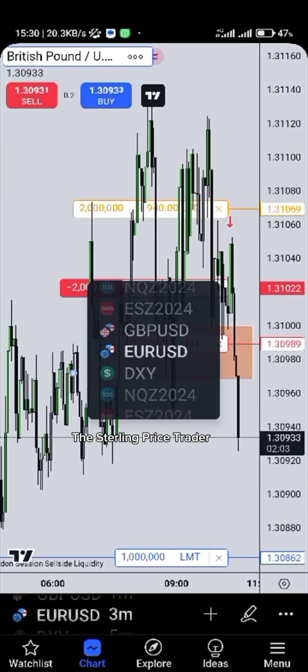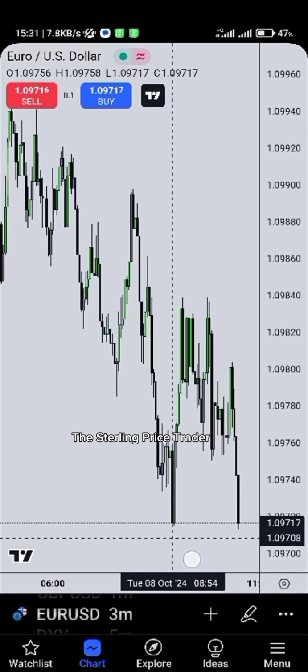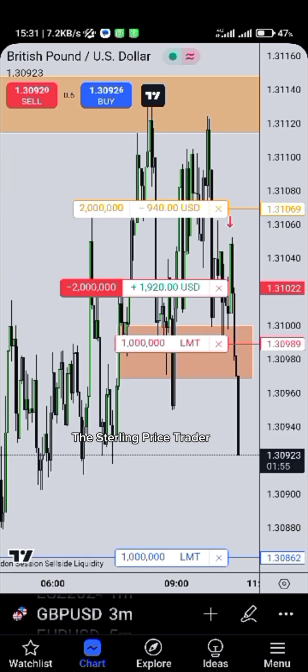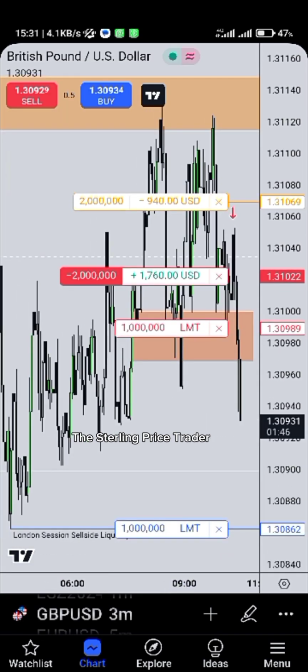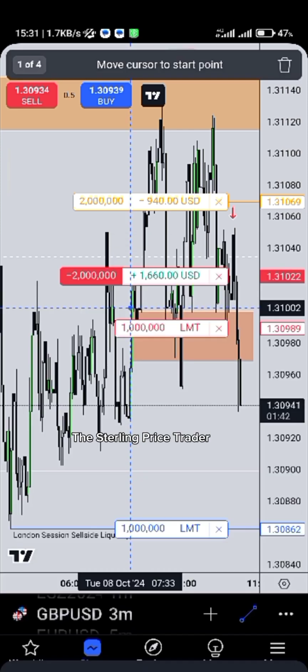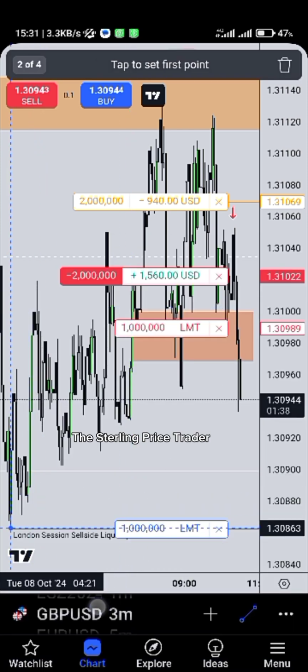NQ, no. Euro dollar. Okay, not as... Oh, this is better. So that's the benefit of knowing relative strength analysis. You know which one is better.